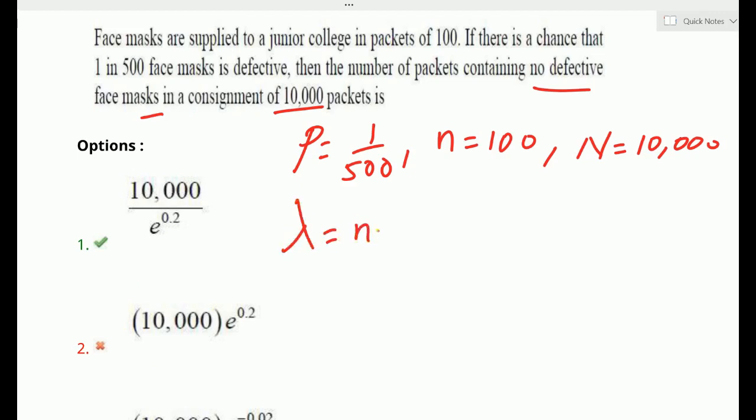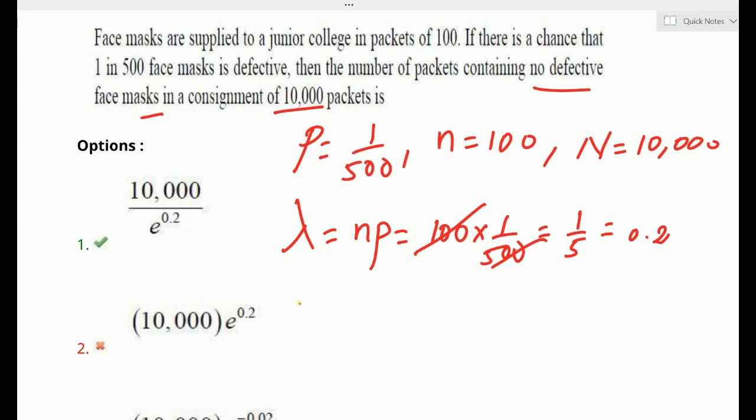The lambda formula is np. Lambda is nothing but the mean. We can compute the mean by the formula np. So n is 100, P is 1 by 500. So this is clearly 1 by 5, which is 0.2. Now 100 cancels, and 1 by 5 is 0.2. We got the lambda value. Now we want to find no defective mask in the consignment of 10,000.